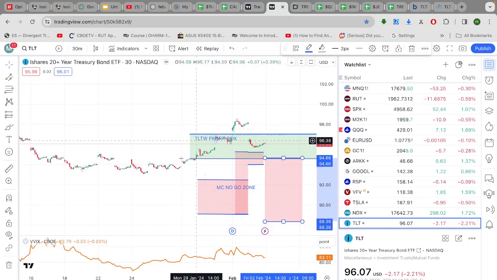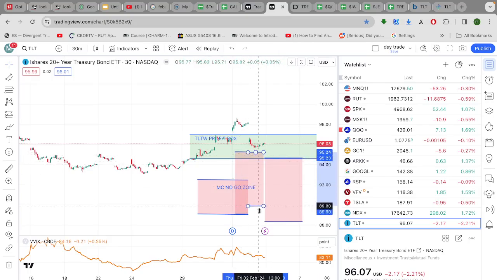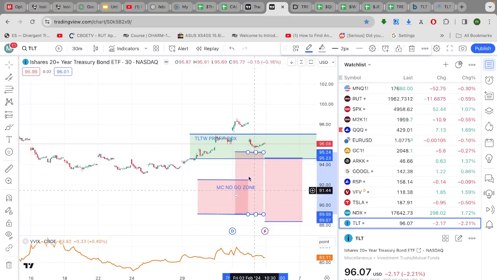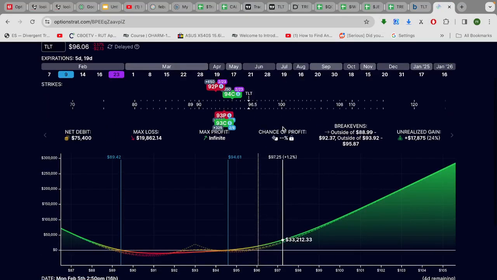All right, you can see how the Valley of Death kind of changed over time. It was right here. Then the market moved up, and the Valley of Death moved up a little bit, and then the market moved down, and now the Valley of Death moved down. The Valley of Death is changing as the passage of time goes by. We have short options and long options in this spread. And the short options are down here. It's the 93 call and the 93 put.